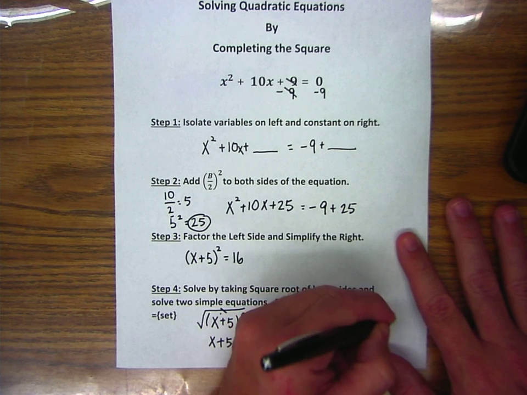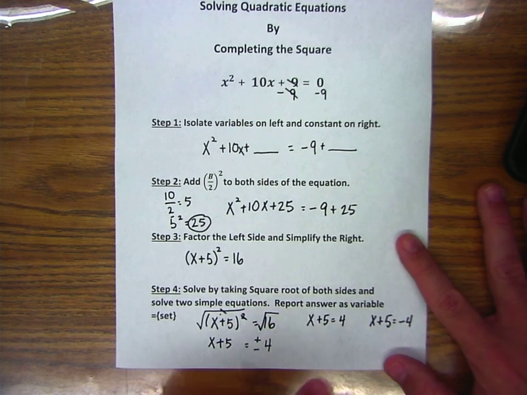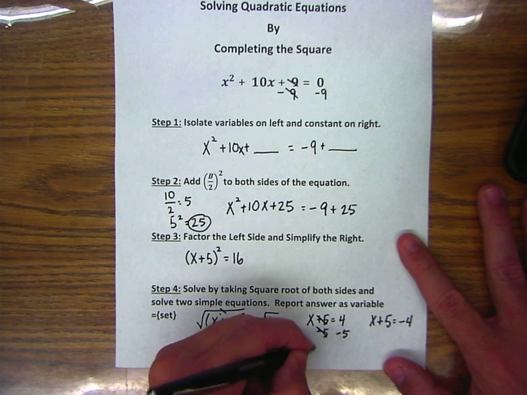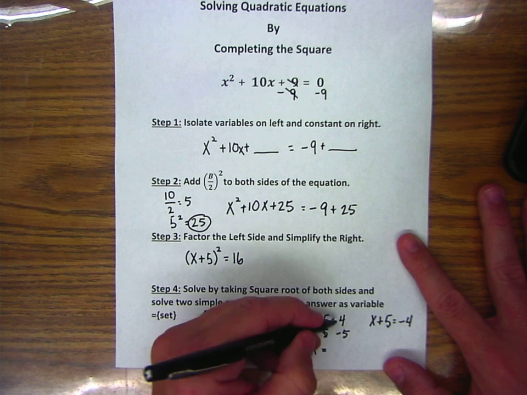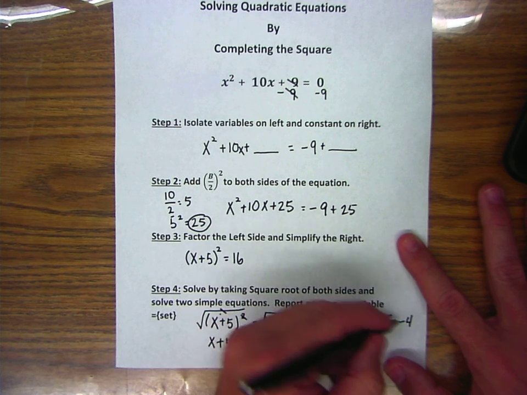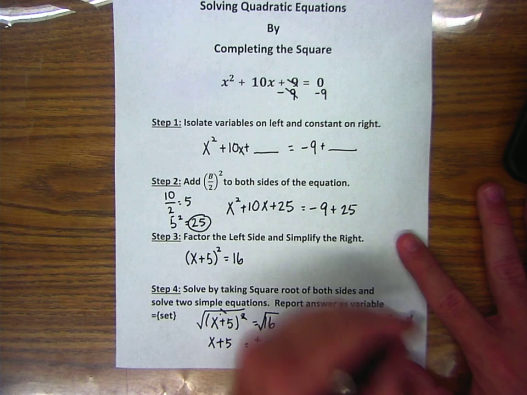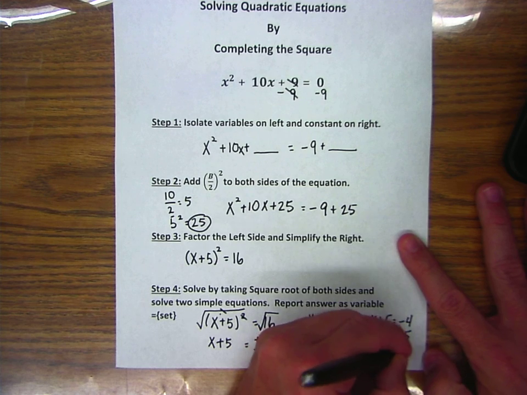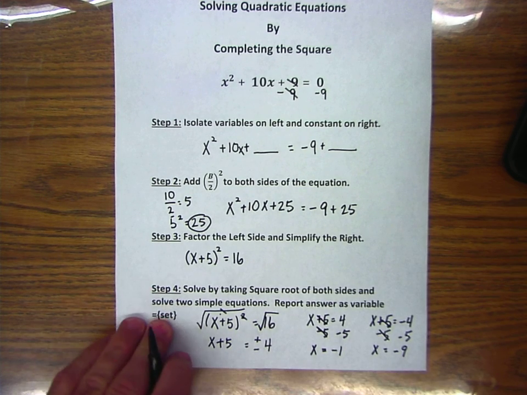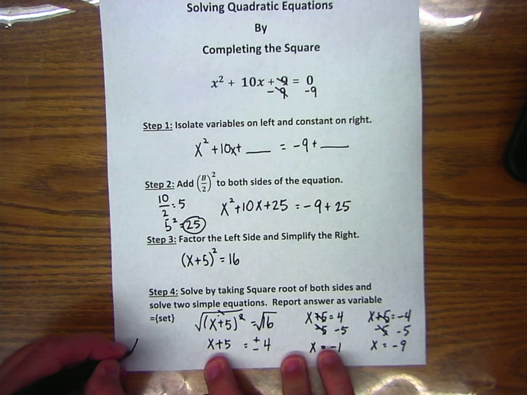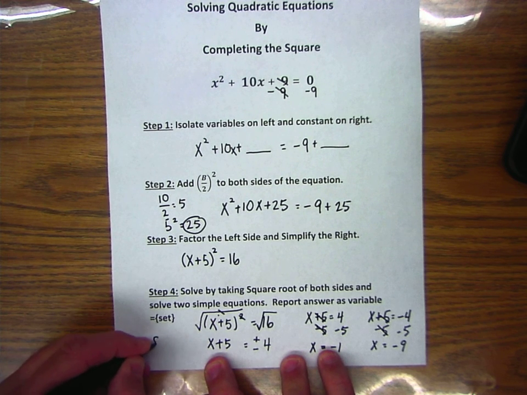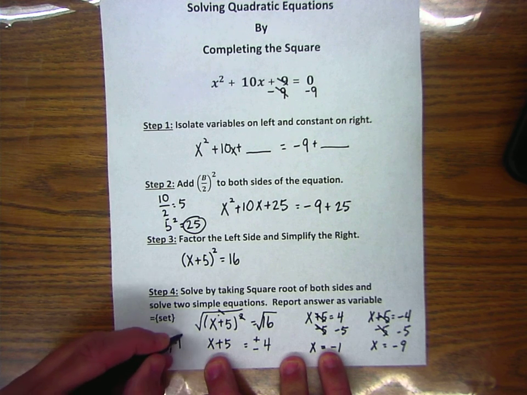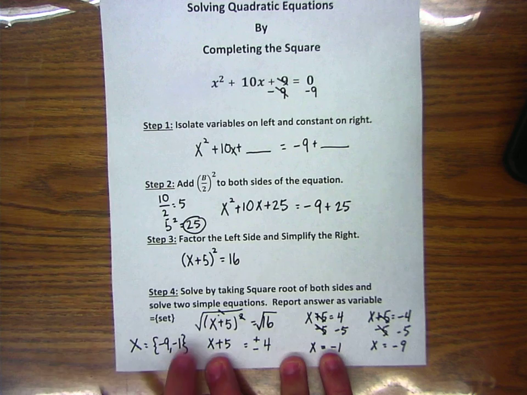X plus 5 is equal to negative 4. We're going to solve those by subtracting 5 from both sides. Those are going to cancel, and I find that x for the first side is equal to negative 1. And then when I subtract 5 from this side and 5 from this side for the other value, those will cancel, and I get x is equal to negative 9. My answer is reported as x equals a set of numbers. X is equal to, and there's the brace, negative 9 comma negative 1. And that would be my answer to this quadratic equation.